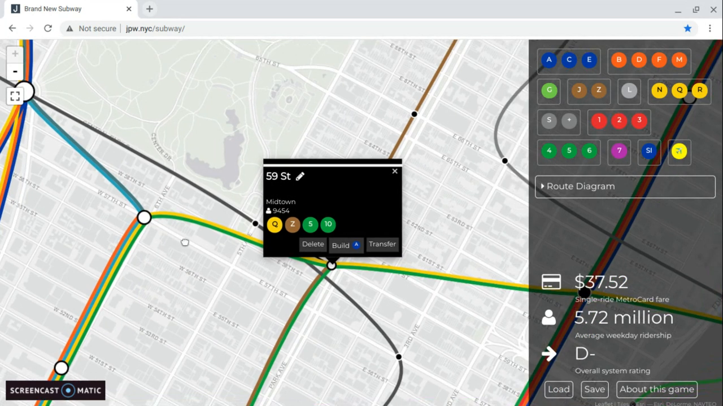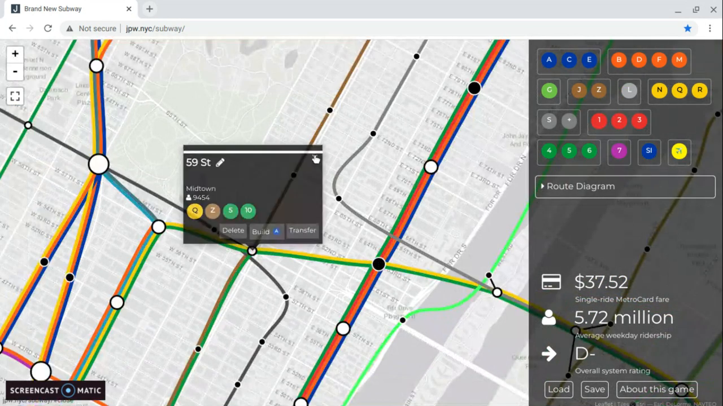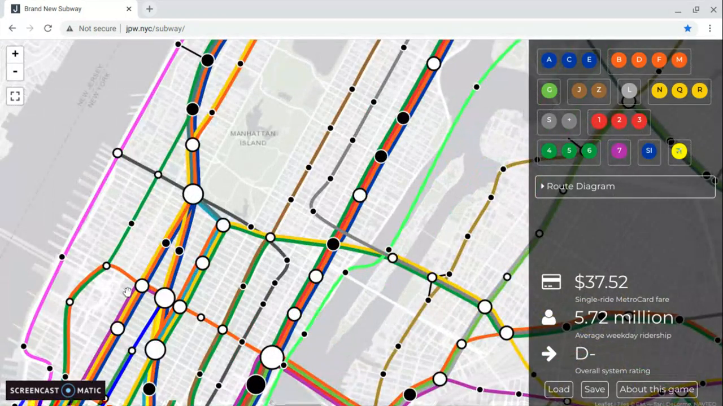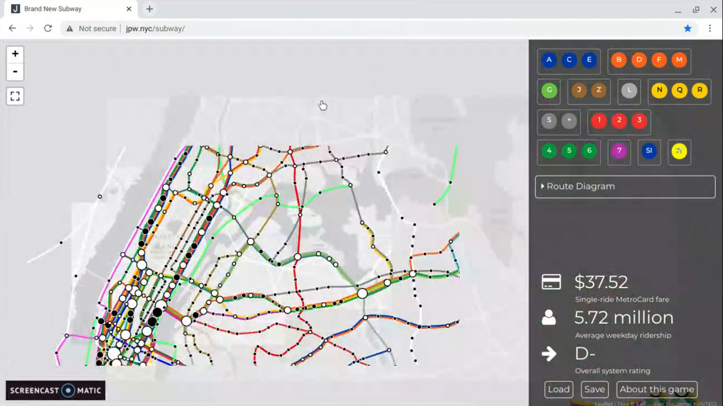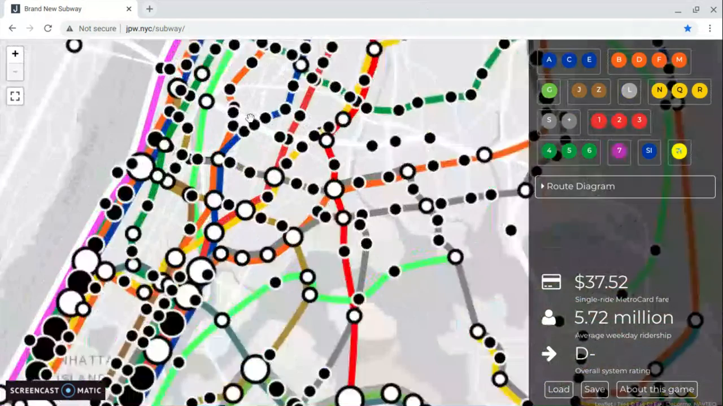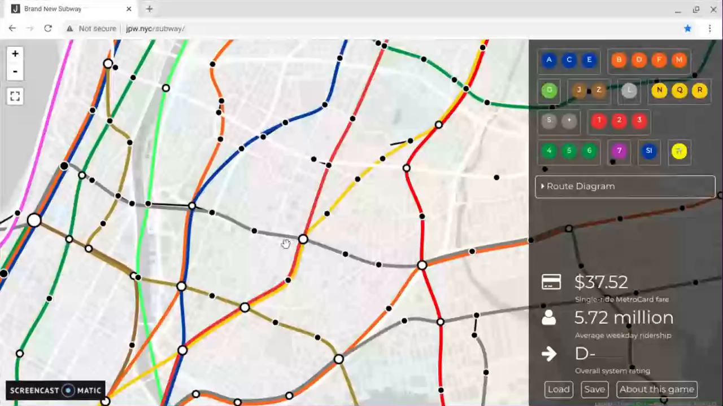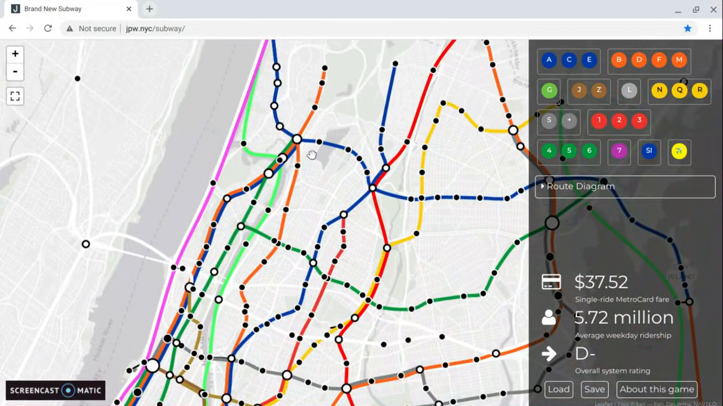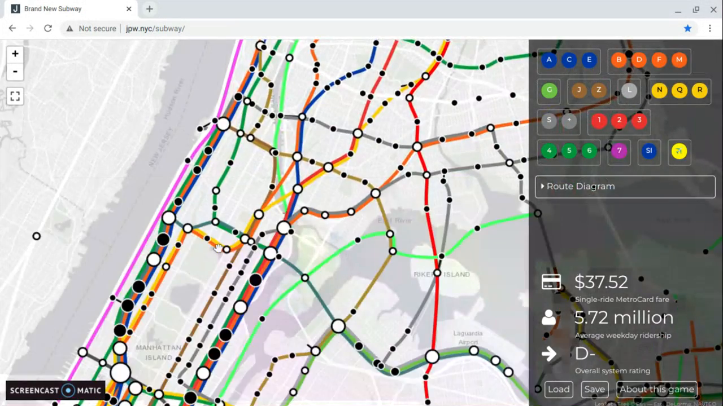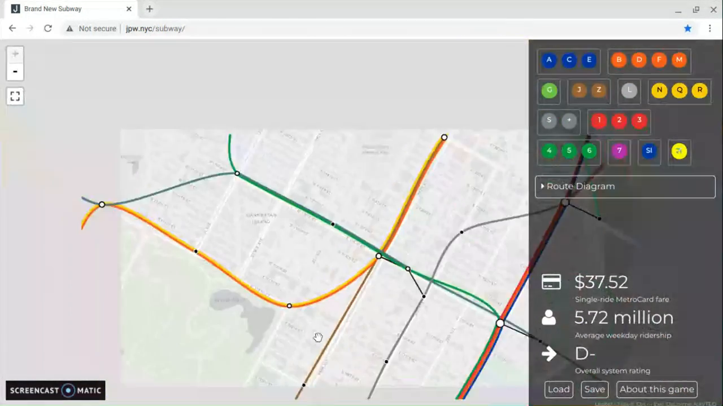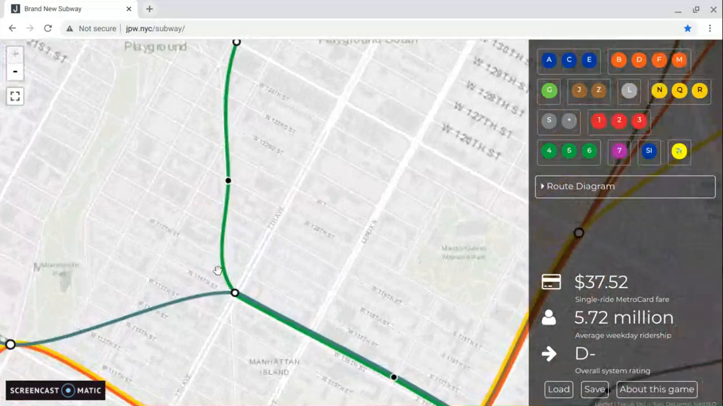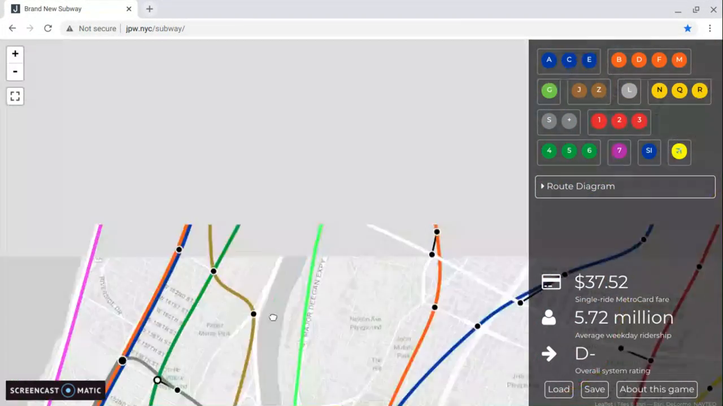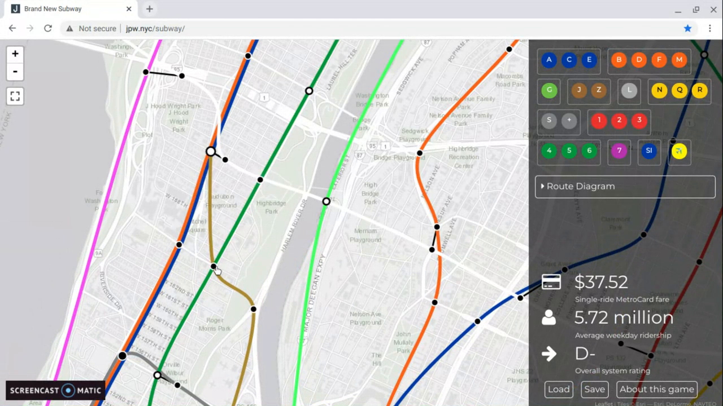So the 5 actually, now that I think about it, runs on the Upper East Side like it does in real life, but it runs on First instead of Lexington. And instead of going straight into the Bronx, its route goes to the 231st Street Terminal via 116th, until St. Nicholas. And then it goes on, actually, as the St. Nicholas Avenue local.